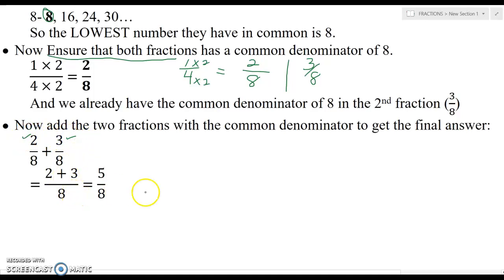And then from there, we have our common denominator. So you just put your common denominator for both. Once you have a common denominator, you just add the numbers at the top. That's how we get 2 plus 3 equals 5 over 8. Right? Pretty simple. Let's look at another one together.